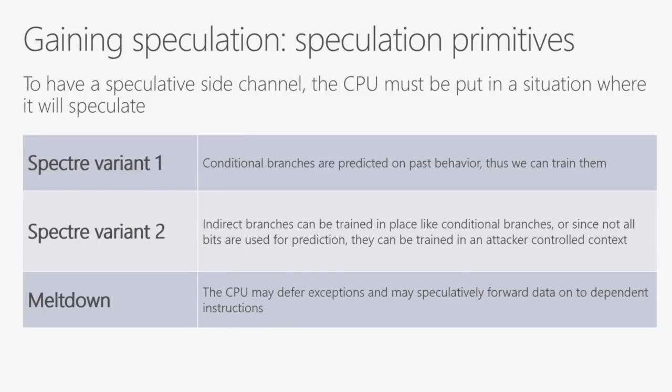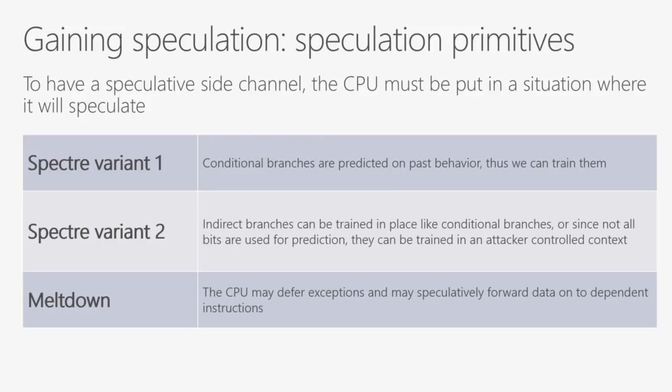So starting with speculation techniques, we have the three from the three variants reported. We have conditional branch mispredict. And this doesn't have to be a bounds check. This can be any conditional branch. So for example, a type check could lead to speculative type confusion if mispredicted. But the thing is, these conditional branches can be trained based on past behavior. So we can make it very likely that speculative execution will take the conditional path we desire during speculation. Variant two was the indirect branch misprediction.